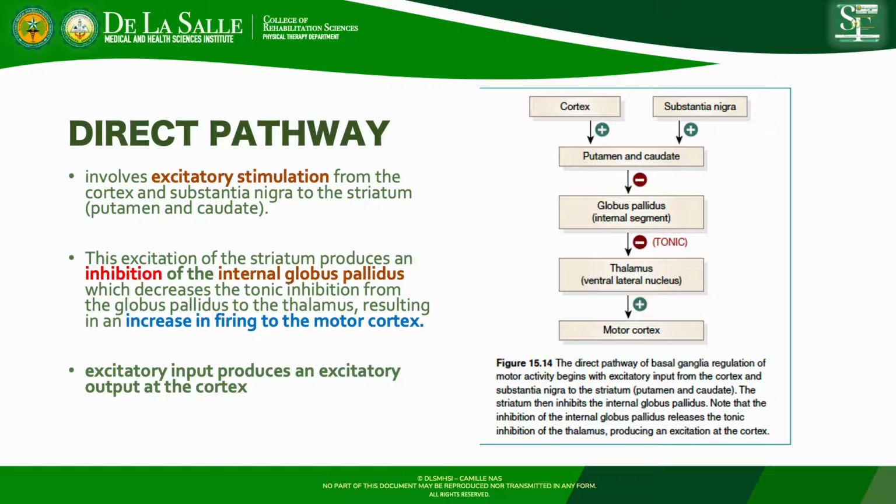So if the cortex stimulates the striatum, it will then inhibit the globus pallidus internal. If the globus pallidus internal is inhibited, it cannot do its function to inhibit the thalamus. Therefore, it will be interpreted as an excitatory output to the cortex. So overall, the direct pathway is an excitatory output to the cortex. It will produce a movement, it will produce a contraction, because the internal globus pallidus was inhibited by the striatum. That is again under the direct pathway.